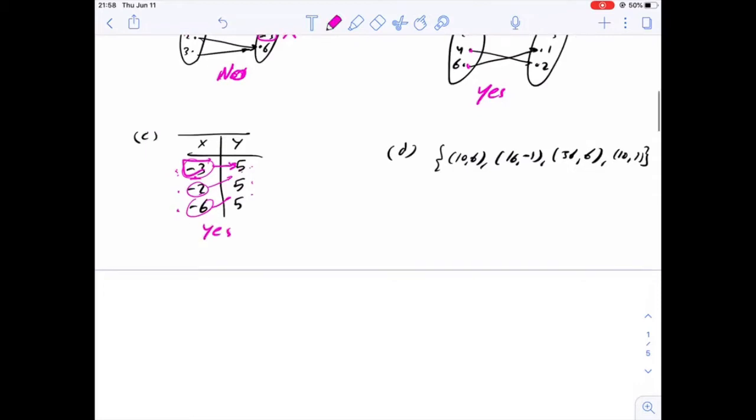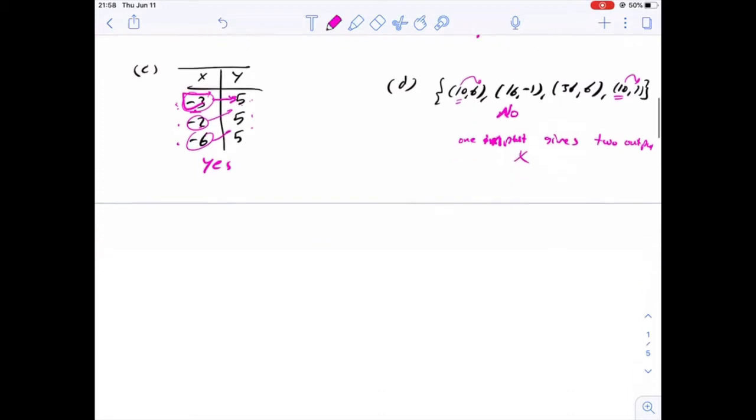What about D? If we look at D, we should not have some repetition on X, because if we have repetition, that means 1 element is related to 2 outputs. As we can see here, we have 10 related to 6 and 10 related to 1. That means we don't have a function. No, this is not a function, because 1 input gives 2 outputs, and that's not allowed.